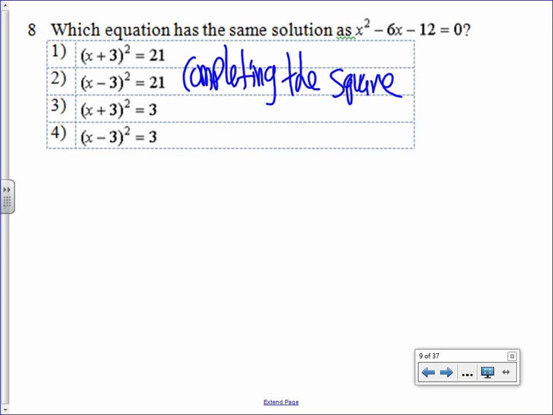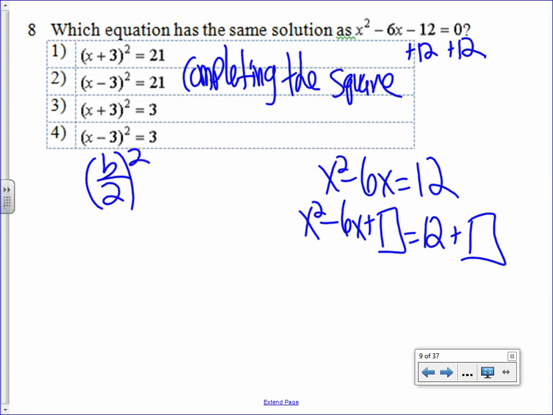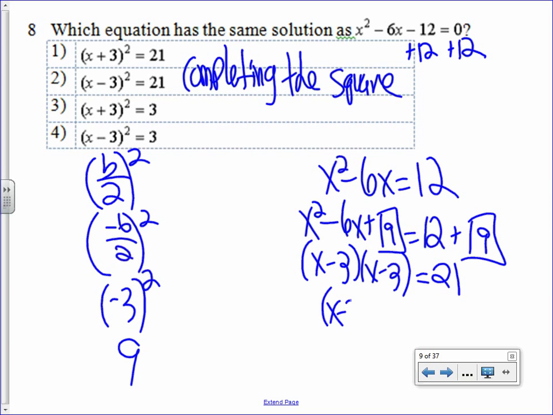Your first step in completing the square, get the variables alone on one side. Next step is to add b over 2 squared to both sides. b is negative 6, over 2 squared is negative 3 squared, is 9. Next step, factor. You will always have the same factor twice. Add this side, add this side. Rewrite it as a binomial squared, and that's all I want you to do.